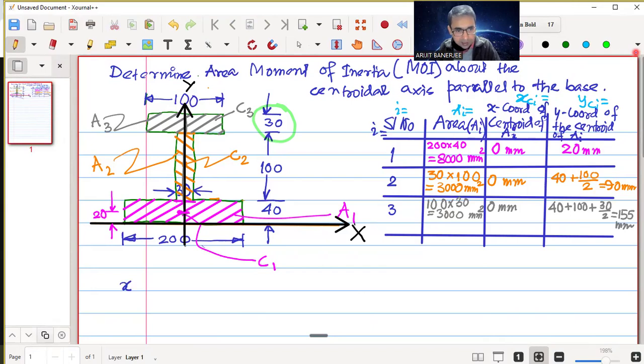Because xc of the composite object is equal to summation of xci ai, i is equal to 1 to 3, divided by summation of ai, i is equal to 1 to 3.